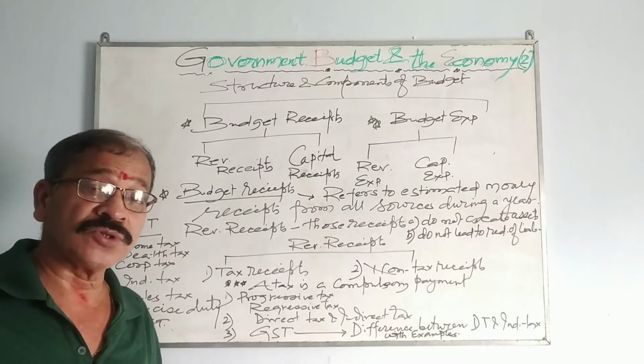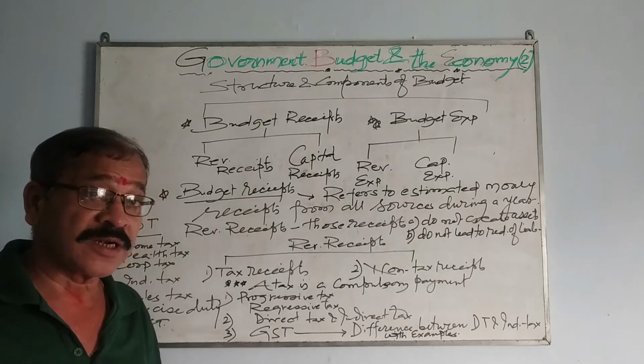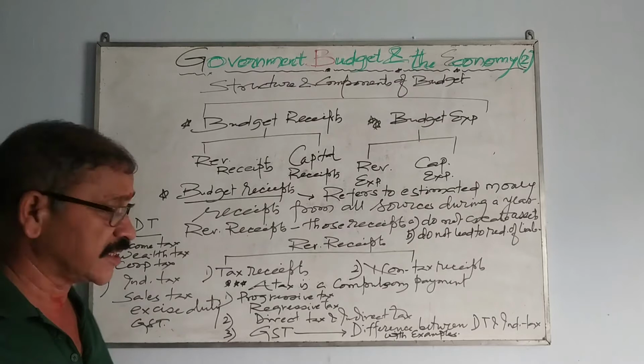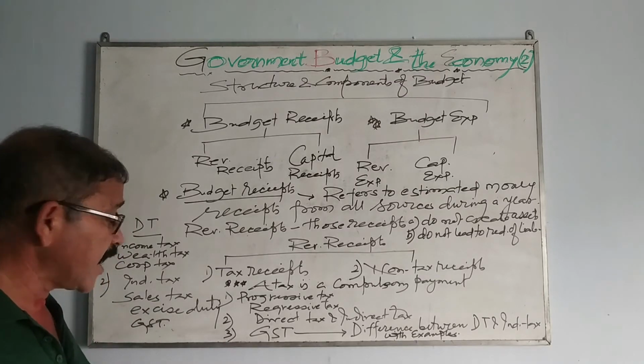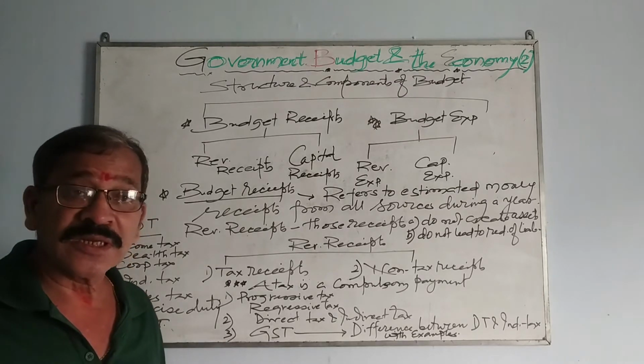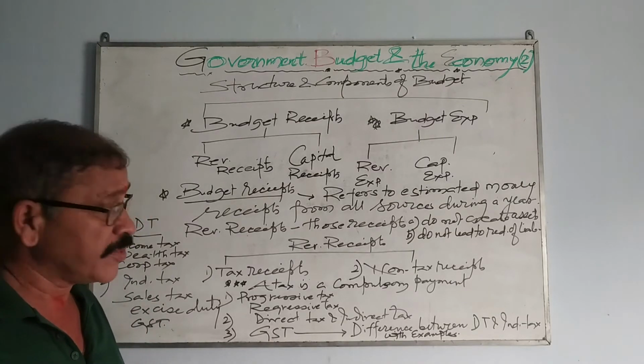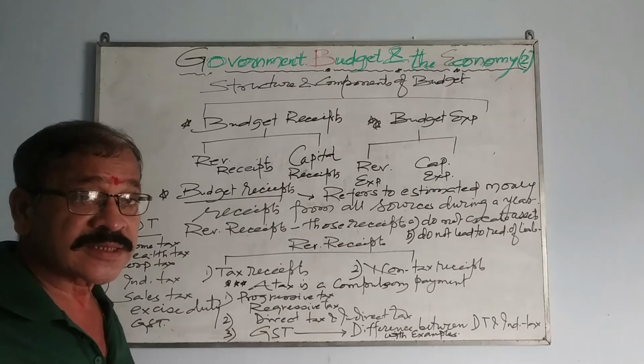Indirect taxes are those taxes whose burden does not fall on the person who pays it. For example, sales tax, excise duty, GST. So these are the basic examples of direct tax and indirect tax.